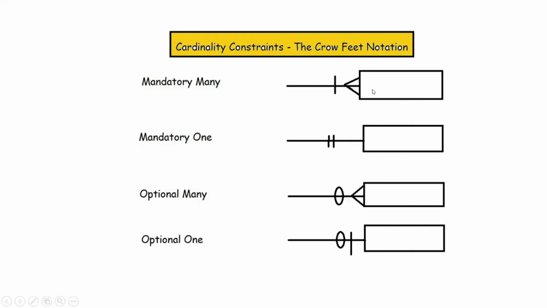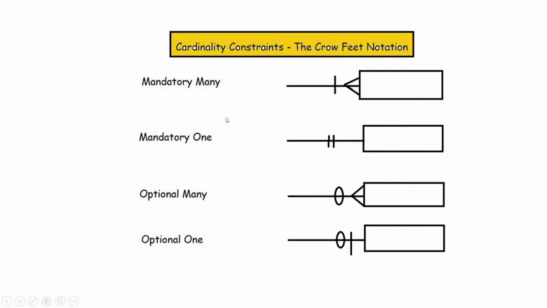Let us say here I have an entity book. A student hires or rents several books, or a student hires at least one book. This means the student can hire one book, two books, three books, etc. So then we apply mandatory many. It starts with one, then here many, crow feet. So this is mandatory many. We know that this entity will occur at least once and many times.